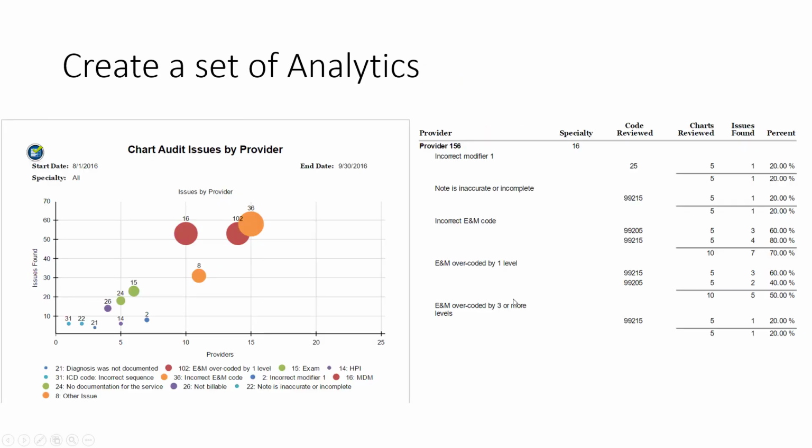And the final step is to create analytics. This is just a couple of examples of the analytics that I like to look at. This tells me the biggest problem was incorrect procedure code, followed by E&M overcoding by one level, followed by medical decision-making, followed by some other issue, and 15 is the exam. And then you could go through and look at those individually, one at a time, for each of the providers.